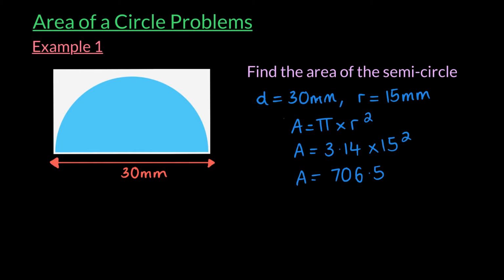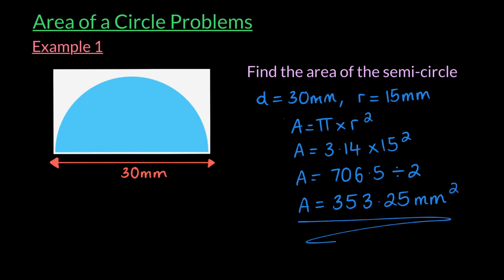But we don't have a full circle, we only have half of a circle. So we have to divide the answer by 2. So the final answer for the area of the semicircle works out at 353.25, and our units are square millimeters.